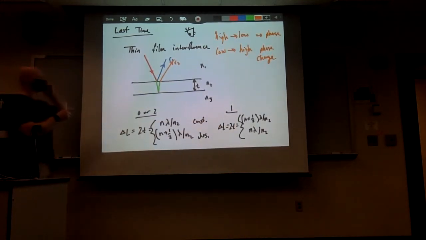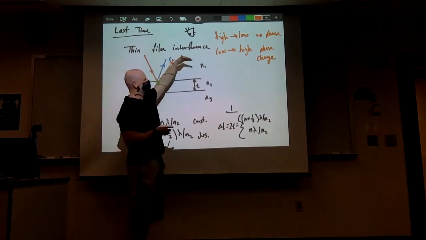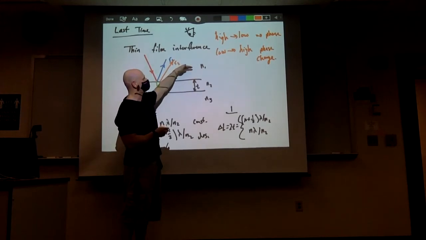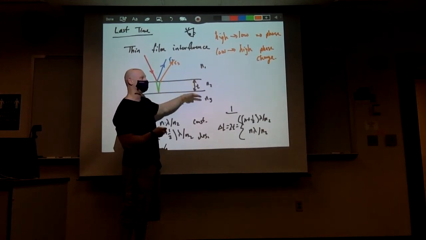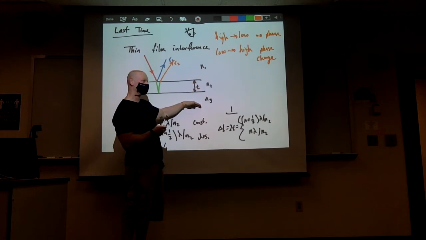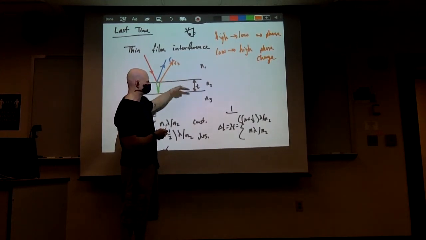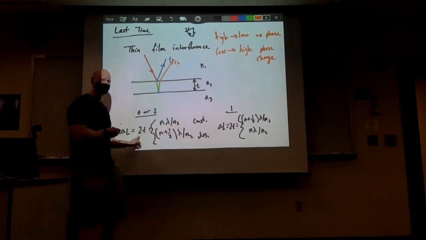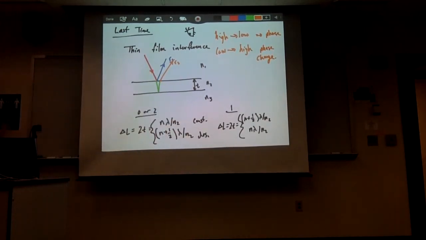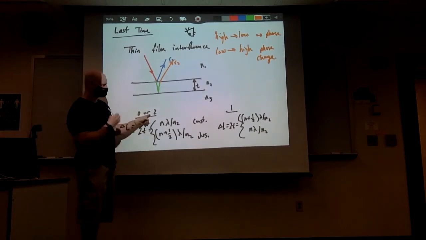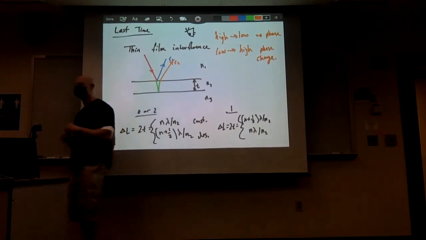But if I had an example like the one we did yesterday, which was air to acetone to glass, in that case this was 1, this was 1.25, and this was 1.5. That was low to high and then low to high. So I had two phase changes, which brought me back to this one. I just have to pay attention to what each of the two are actually doing, and how they relate to each other. So again, this is 0 or 2 phase changes, and then simply 1 phase change.